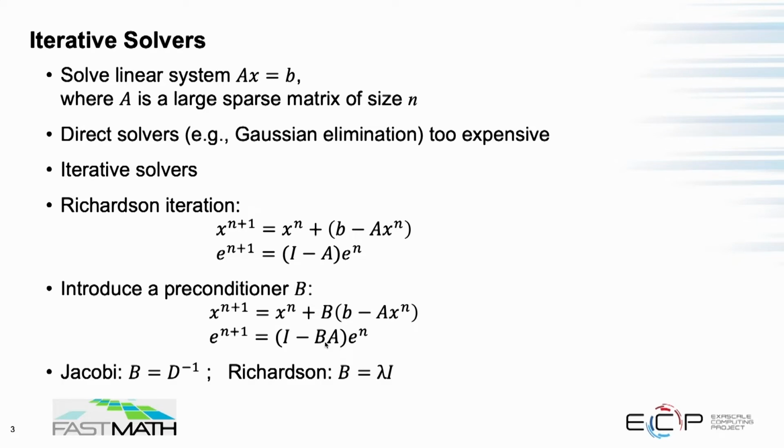Some very simple preconditioners we can consider: Jacobi, which is just the inverse of the diagonal of A. And the true Richardson method actually has a preconditioner of lambda I. So in my equations up there, I was just assuming lambda was equal to 1.